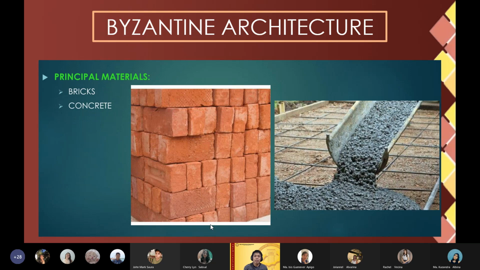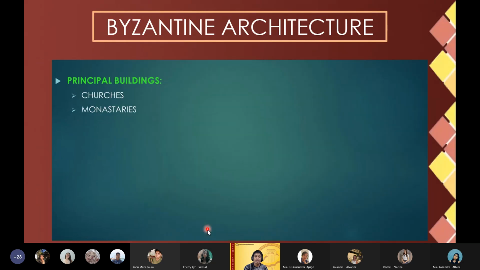Okay. So I'll discuss this a bit quickly because it is just a run through. Those who were absent last meeting, we already discussed this. So it's just a run through of what we've discussed last meeting. So next, principal materials, bricks and concrete. Again, the principal materials present in the Byzantine era are bricks and concrete. The concrete, they got it from the Roman Empire. The technology was from the Roman Empire.